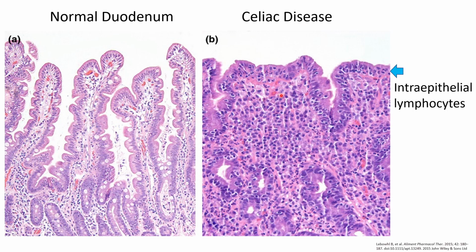They are not tall anymore. They are barely visible. And they are rich in lymphocytes. So there is increase in lymphocytes within the epithelium. Also, there is increase in inflammatory cells within the lamina propria. These are all findings of celiac disease.